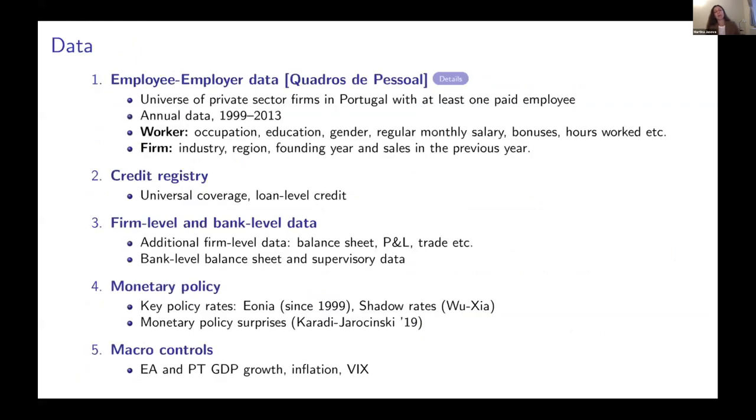So in this paper, we merge a couple of granular micro-level data sets, and as I've mentioned, the most important are the first two, which is the employee-employer data set Quadro Pessoal, which allows us to track private sector workers of all private sector firms with at least one paid employee, and we're using the data set from 1999 to 2013. And one of the advantages is that we are able to observe a rich set of observables both on the worker and the firm level side. We are also able to match this data with the Universal Credit Registry. So we observe the borrowing of the firms from banks that are active in Portugal. And then finally, we match this with more standard firm-level, bank-level, monetary policy, or broader macro controls.